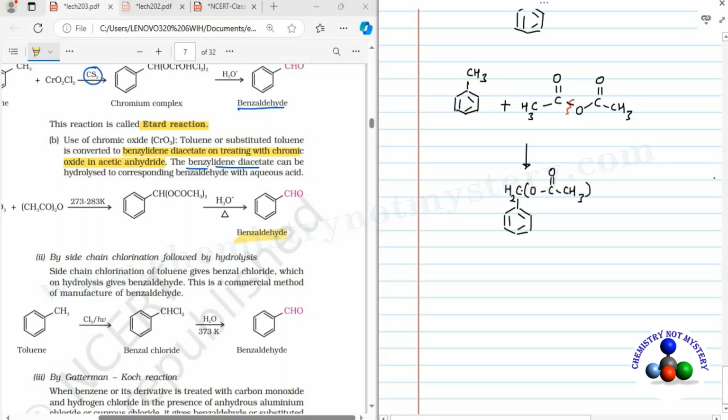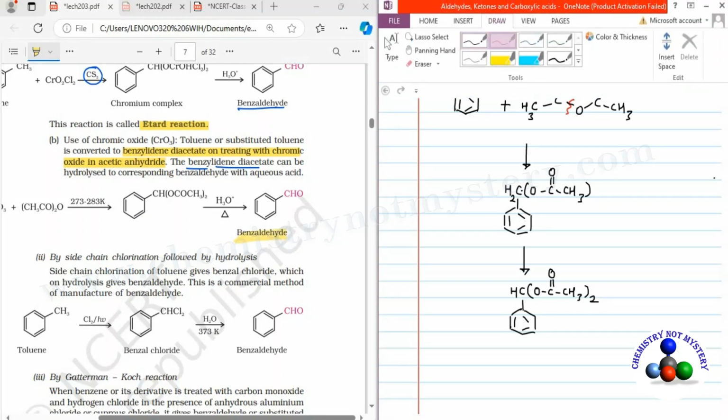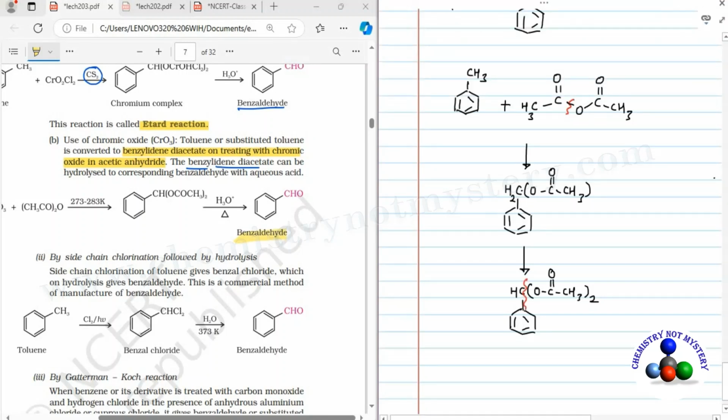CH3. And again you have to remove one of the hydrogens from here and you will get the structure of benzylidene diacetate. So it is CH and here O, C double bond O, CH3 whole twice. So this is the benzylidene diacetate. When it undergoes hydrolysis, this bond will break and you will get benzaldehyde.